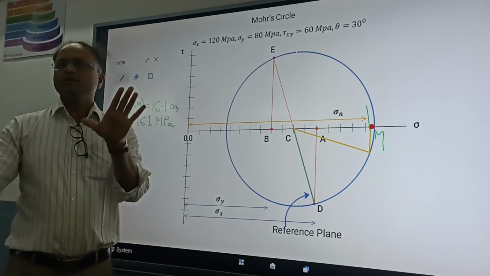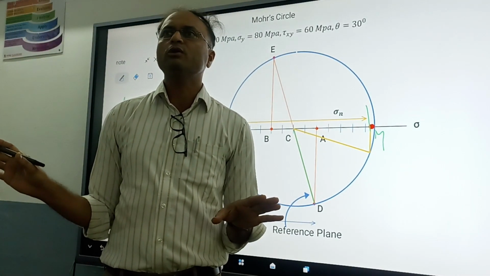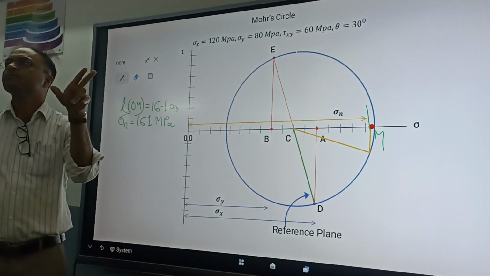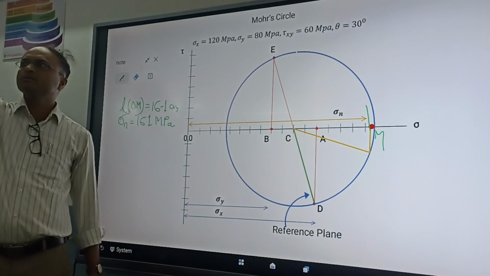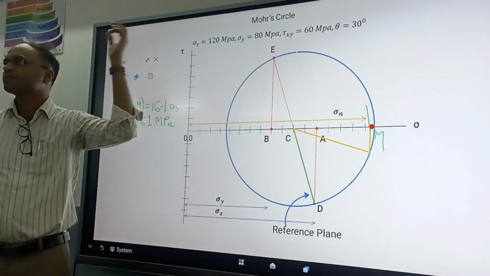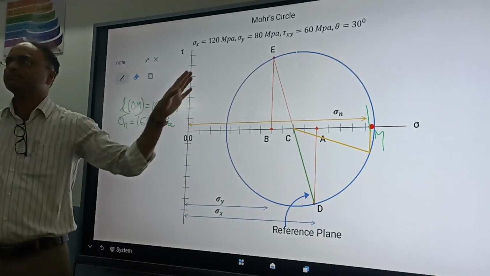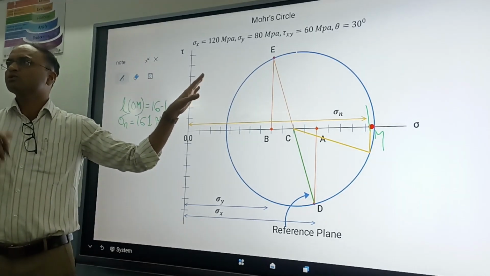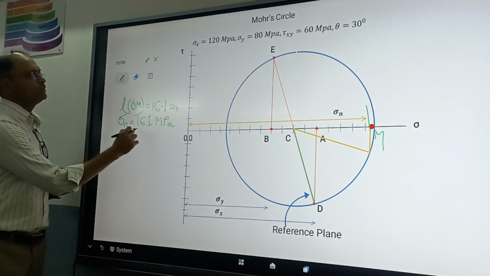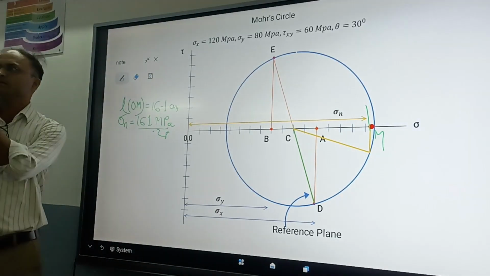See, it all depends upon accuracy. If you do it by AutoCAD, it will give you exact answers. Will someone do it in AutoCAD by themselves? Can someone draw it and show me tomorrow? Yes, last bench. Can you work on AutoCAD? Can you do this? CAD and AutoCAD, they are same. Tomorrow you will show me the whole Mohr circle drawn to scale, and we'll check whether we get these answers or 161.28 or something like that. Task given to you.